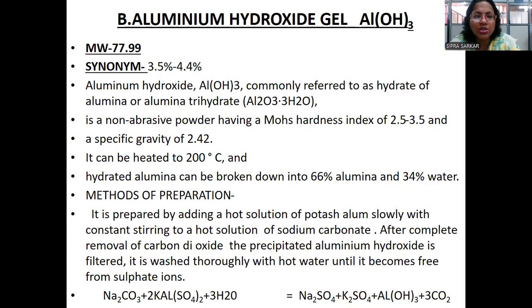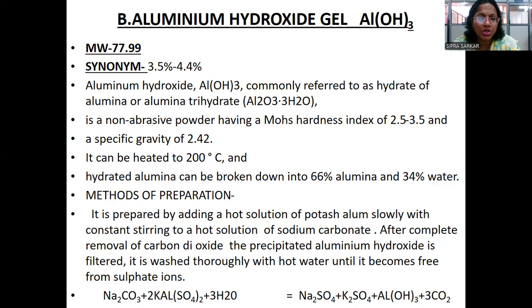Now coming to aluminum hydroxide gel, that is another preparation for the antacid. It has the formula Al(OH)3, molecular weight 77.99 gram, and it has a percentage of 3.5 to 4%. Synonyms are aluminum hydroxide gel, commonly referred to as hydrate of alumina. It is a non-abrasive powder having a Mohs hardness index of 2.5 to 3.5 and a specific gravity of 2.50. It can be heated to 200 degrees centigrade. Above this temperature, the structure will break. Hydrated alumina can be broken down into 66% alumina and water.